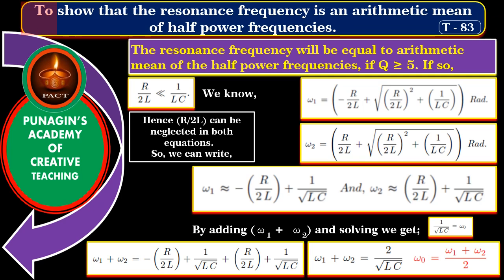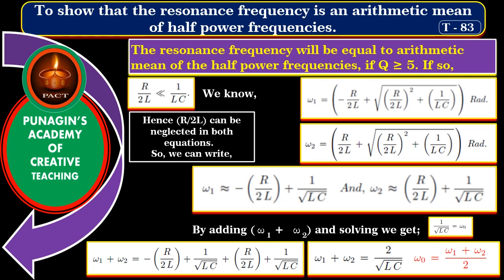Friends, next we shall derive the equation to show that the resonance frequency is an arithmetic mean of half power frequency. Friends, the resonance frequency will be equal to the arithmetic mean of half power frequencies if Q is greater than or equal to 5. If so, R by 2L will be very much less than 1 by LC.